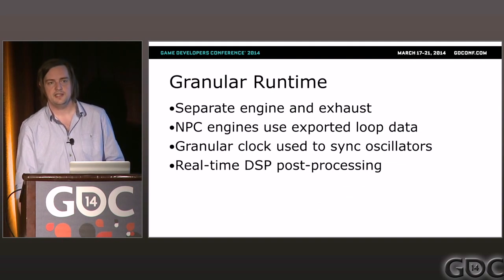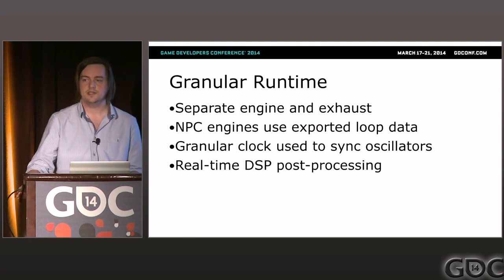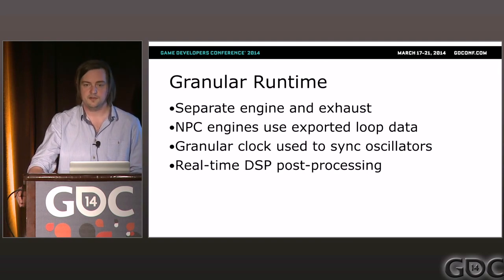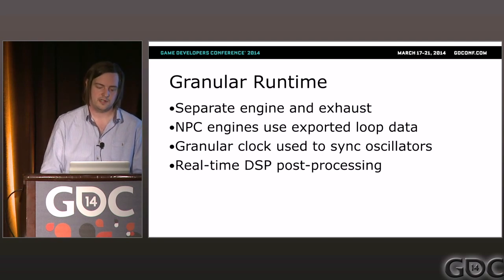We retain separate engine and exhaust data. So we run two granular synths in game, one for the engine, one for the exhaust. And this is purely for mix reasons. It allows us to have the exhaust audible over a greater distance. And for a front engine car, it means that we can cone the engine out the front and the exhaust out the back, and that leads to a pleasing transition as a car drives past.